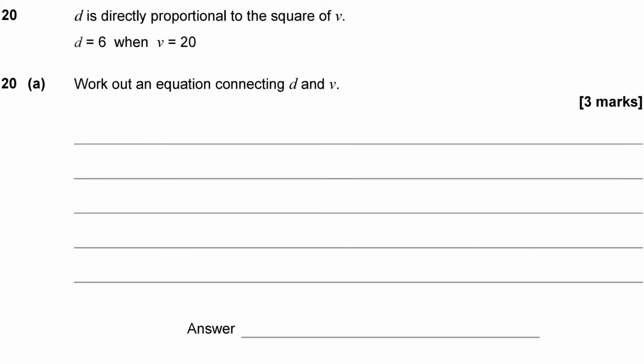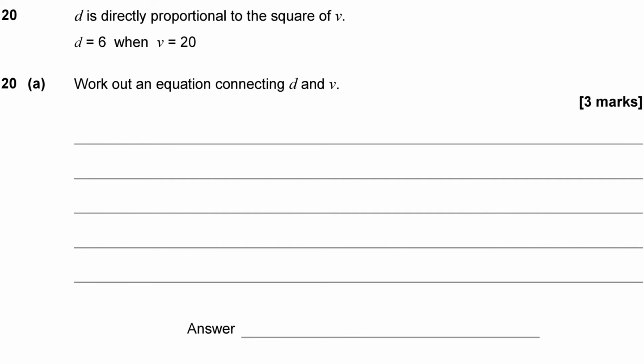Question 20. D is directly proportional to the square of V. D is 6 and V is 20. Work out an equation connecting D and V. You should be very happy when you see a question like this. It's totally straightforward, and if you've learnt the skill, you should just be able to stroll through it to get the full marks for this question.